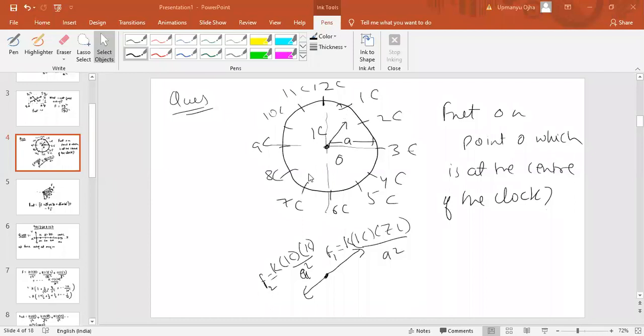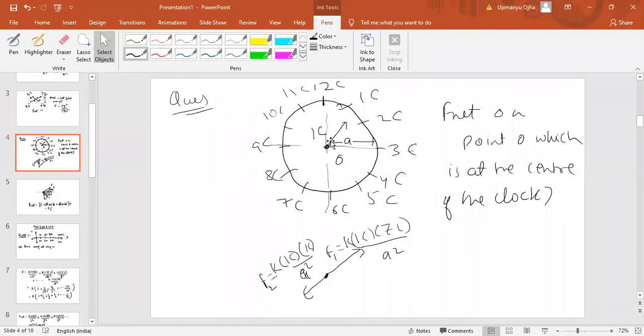Now just look at the concept here. If you look at the clock, 1 coulomb and 7 coulomb are exactly opposite to each other. 2 and 8 are exactly opposite, 3 and 9, 4 and 10, 5 and 11, and 6 and 12 are exactly opposite. Now if we take these two charges only, 1 coulomb and 7 coulomb, then the electrostatic force due to 7 coulomb on the center will be K into 1 into 7 by A squared, where A is the distance between the charges and the center. And the electrostatic force by 1 coulomb on the center will be K into 1 into 1 by A squared.